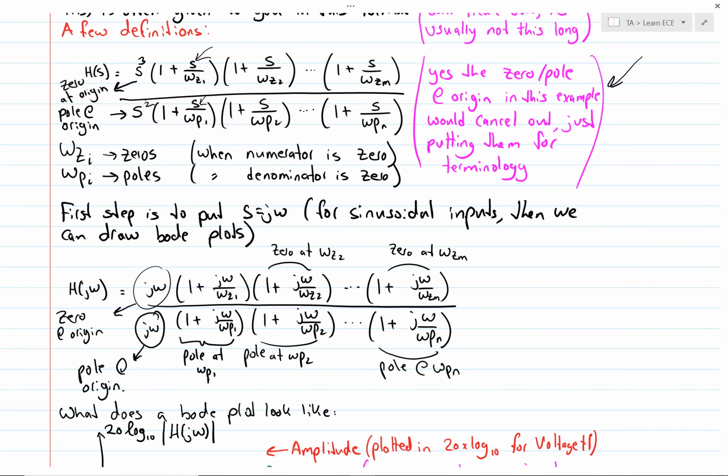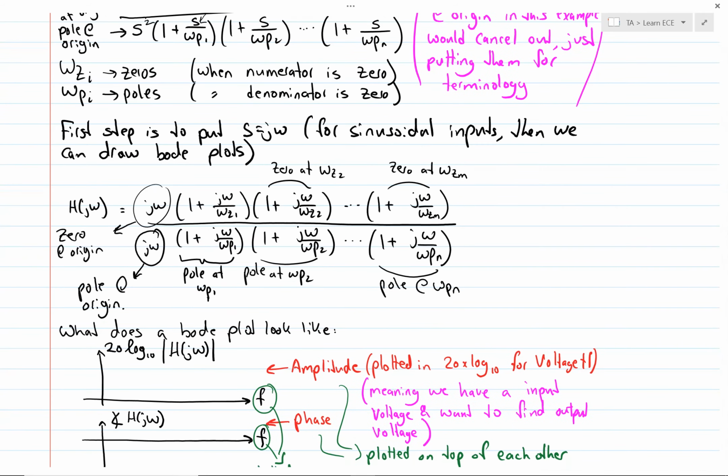So what we said is, okay, we found H of s, or it was given to us. The first step is to put s equals j omega, which means we're going to deal with sinusoidal inputs. Then we can go ahead and try to draw a Bode plot. So all I've done in this expression, it's the exact same expression, except I have replaced s with j omega everywhere. So again, if you had a j omega in the numerator in this form, you'd have a 0 at the origin, j omega in the denominator, a pole at the origin.